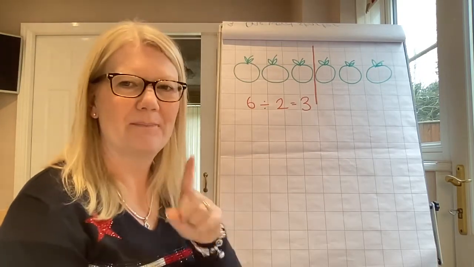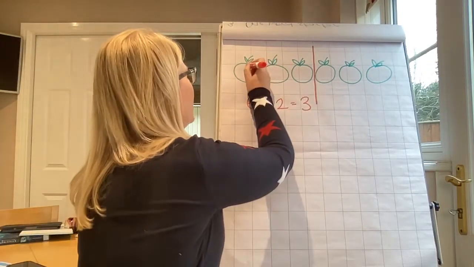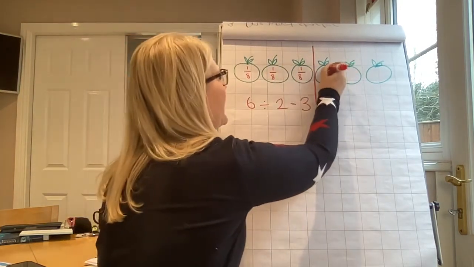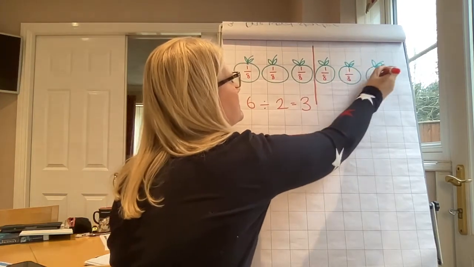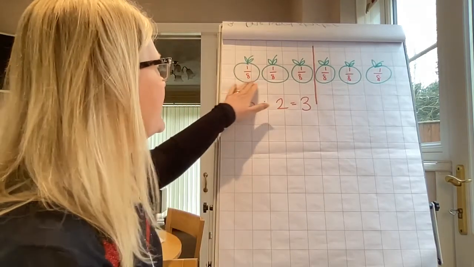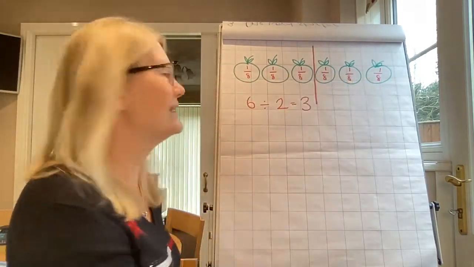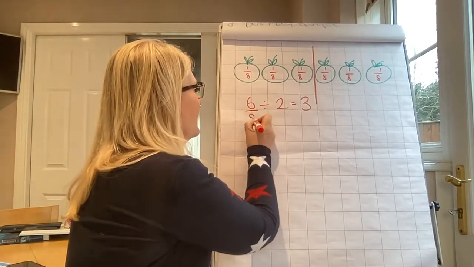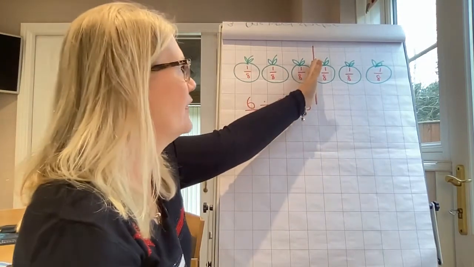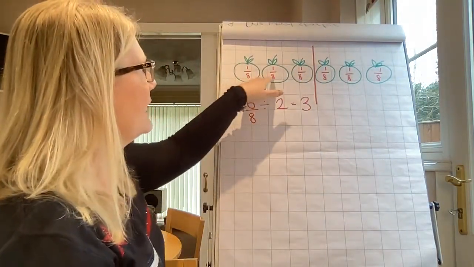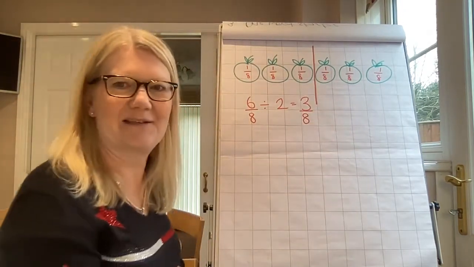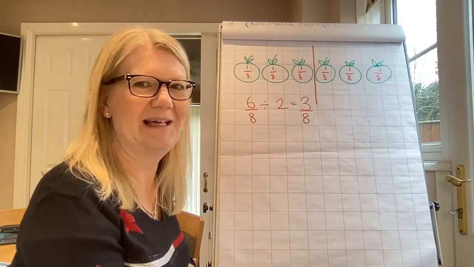Right, but I want you to think about this. What if each of these apples was worth 1/8? What did I have to start with? I had 6 lots of 1/8. I had 6 eighths, and I've divided it by 2. I've halved it. And now in each side, I've got 3 eighths. Nothing complicated about that.